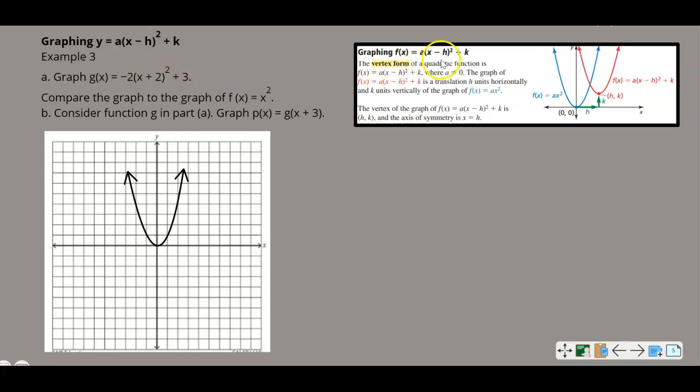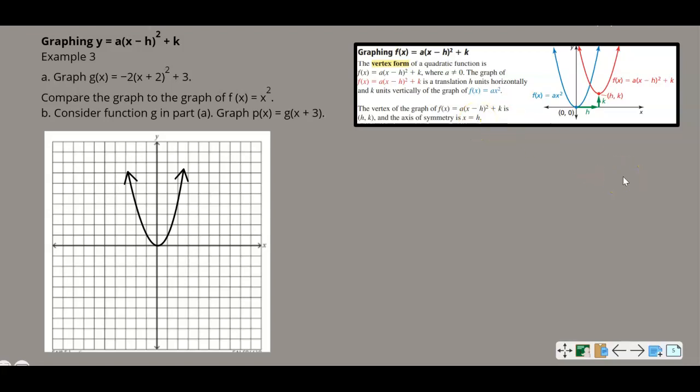All right, so you can see over here that we've got minus h squared plus k. So it's going to be opposite h and the same as k. When I talk about opposite and the same, I'm talking about the signs that go with that to determine the vertex. So you can see the vertex of the graph f of x is (h, k). So here, (h, k) is your vertex, and the axis of symmetry is still just h.